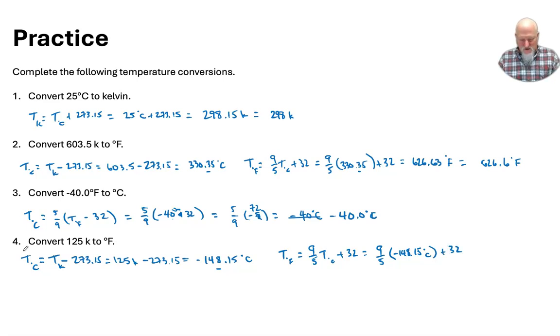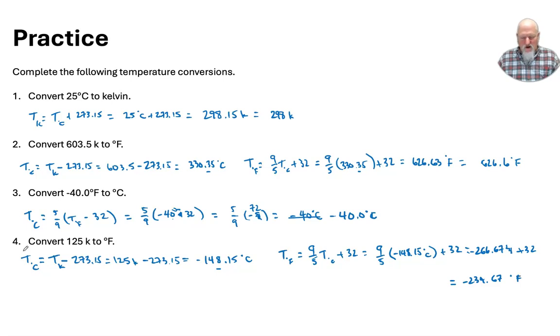So we're doing the multiplication first. So -148.15 times 9 divided by 5. That gives me negative 266.67. Negative 266.67 plus 32. I'm going to put the answer down here. Negative 234.67. That's degrees Fahrenheit.